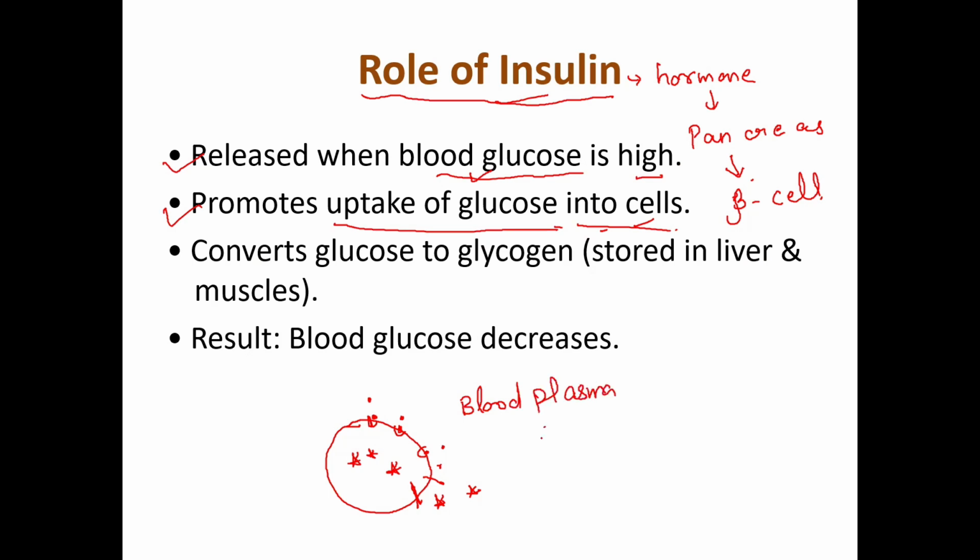Each glucose molecule present in the blood plasma moves inside the cell, leading to a decrease in the blood sugar level in the blood plasma. Third, it converts glucose to glycogen, stored in the liver and muscle. Result: blood glucose level is decreased.